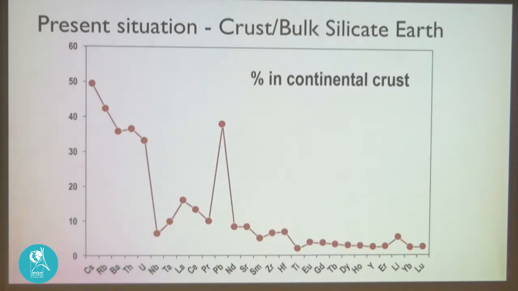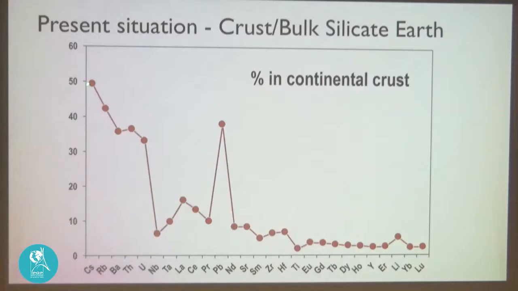So if I make the budget in a different way, and I look at the proportion of the element that is in the crust relative to what is in the bulk silicate Earth, which is basically the Earth minus the core, so it's crust plus mantle, you see that the proportion can be very high, up to 50%.